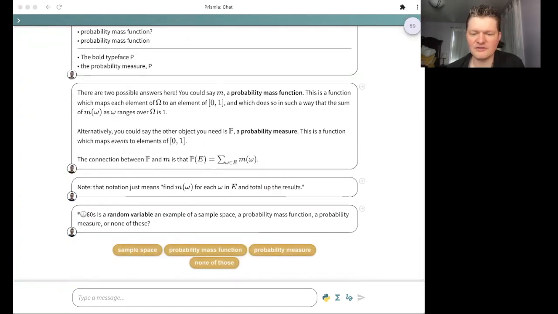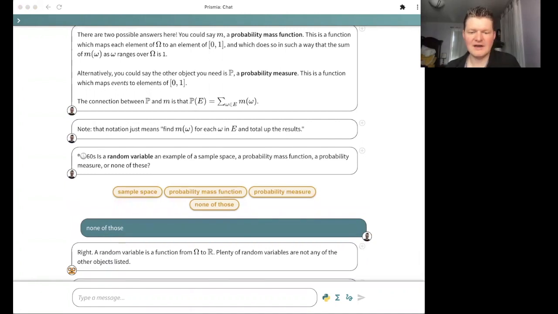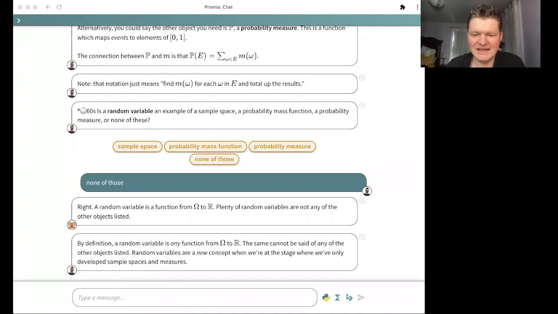Okay, here's a question. Is a random variable an example of a sample space, or a probability mass function, or a probability measure, or none of those? All right, so the correct answer here is none of those. The idea of a random variable is that it's just any real valued function on the sample space omega. So any function from omega to R. And the same can't be said of any of those other objects listed. The closest one is probability mass function, because that is also a function from omega to R.